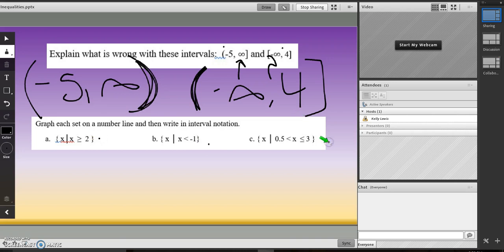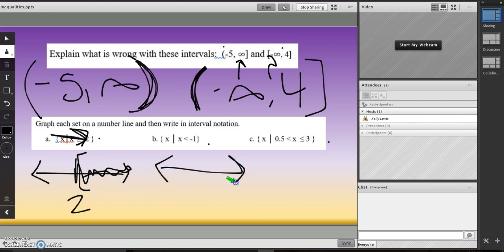Okay, here, let's graph these. This says 2x, okay, notice this points that way, right? And it was equal to, so we shaded this way. This is negative 1, and it points that way. It was not equal to, so we'll do parentheses.